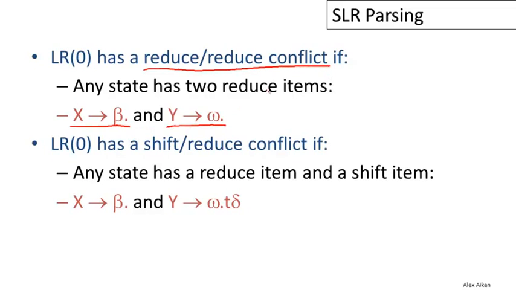Again, this happens if a particular state has two separate items indicating two separate reductions. The other possibility is that the final state of the DFA, after reading the stack contents, might have an item that says to reduce and another item that says to shift. This is called a shift-reduce conflict. In this case, there would only be a conflict in a state where t was the next item in the input, but in that situation, we wouldn't know whether to shift t onto the stack or to reduce by X goes to beta.